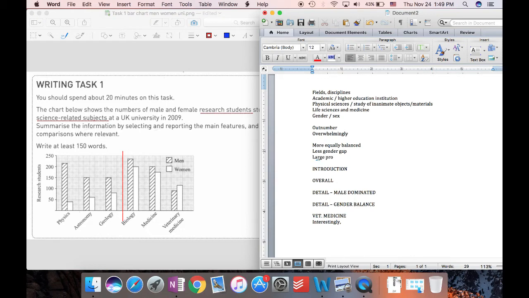Large proportion of men studying the physical sciences are men. Okay, we've got those ones there, large proportion. We might want to talk about something like male dominated. The majority of science students are men.